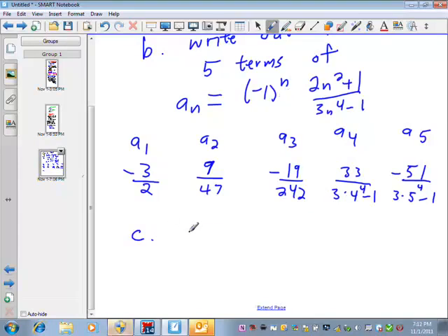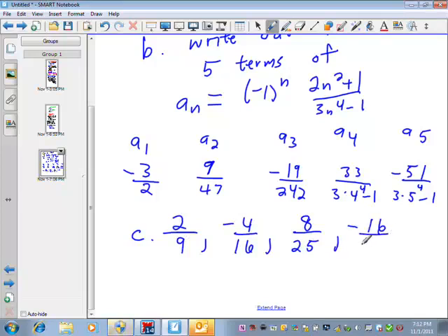Okay, and then C, something like this. What is this sequence? So, what about this? What about 2 over 9 minus 4 over 16. I'll leave it like that. 8 over 25 minus 16 over 36. How about we have to break it up? We have to find the numerator, and then find the denominator. Seems like it. Find out what you think this is. What is the nth one?